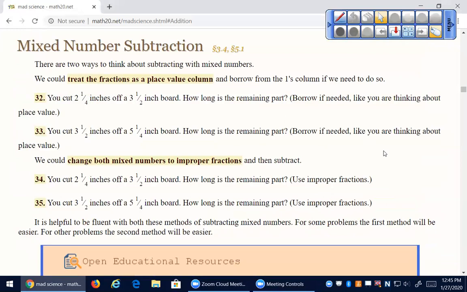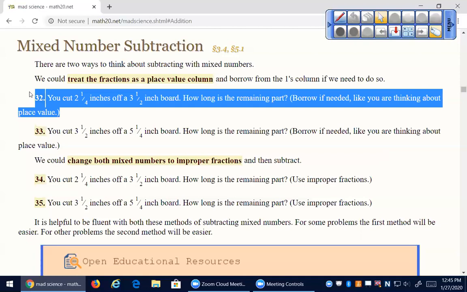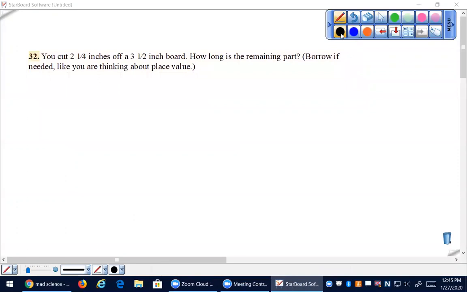This tiny subsection is just a reminder that there's two ways to think about mixed numbers. I could make everything improper fractions. That's usually the first thing to do whenever I see mixed numbers, and that would work.